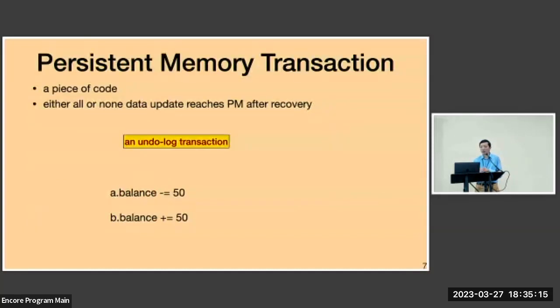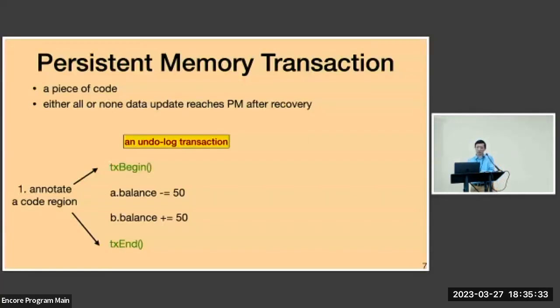Now, persistent memory transaction is a common construct people have already proposed to provide prevention of such problems. It is a piece of code, so it has simple grammar. You put tx begin and tx end at the front and end of this transaction.